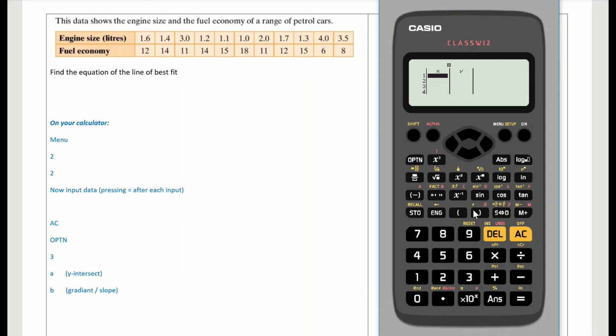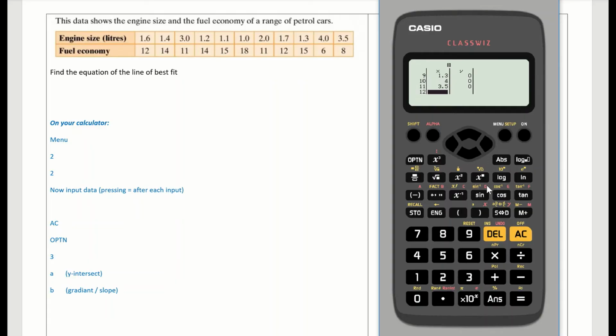So I'm going to put the engine size in the x. So that's 1.6. Then hit your equals. 1.4 equals 3.0 equals 1.2 equals 1.1 equals 1.0 equals 2.0 equals 1.7 equals 1.3 equals 4.0 and finally 3.5 equals.